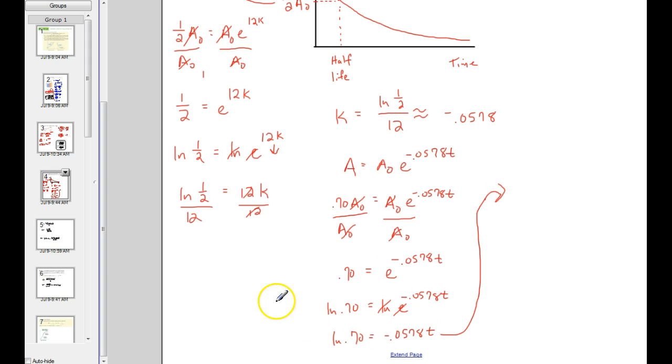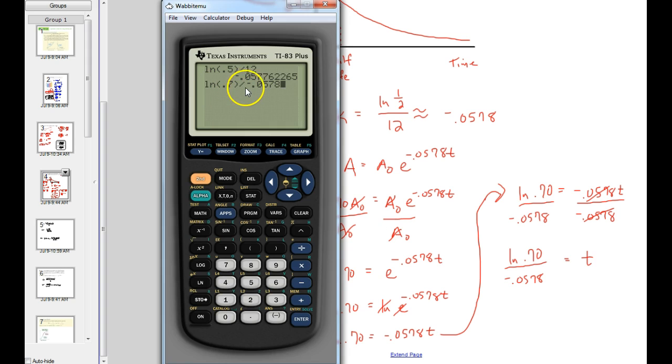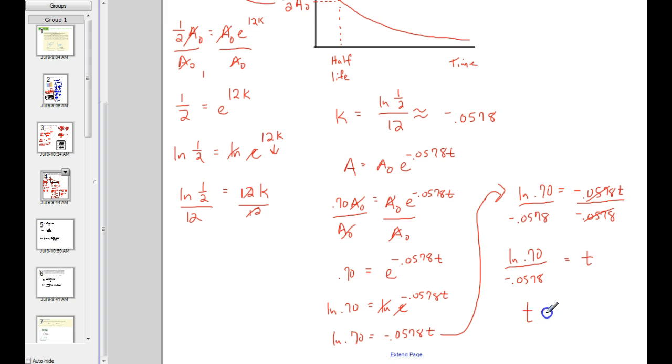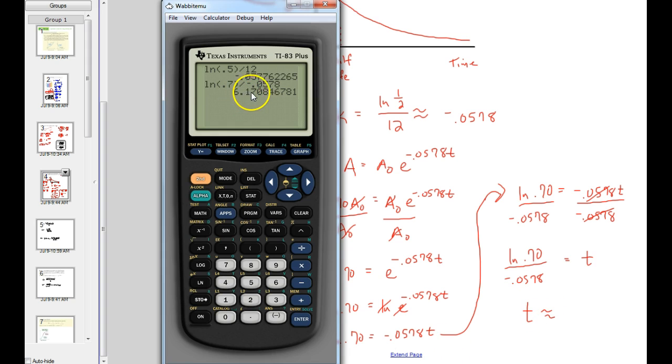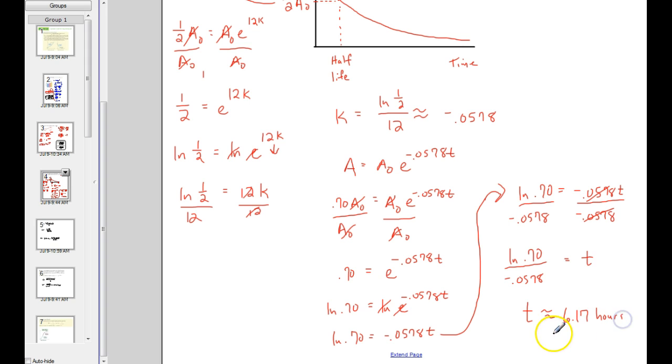Then one last step: we're going to divide both sides by this number in front of t, so that cancels and we're left with t equals the natural log of 0.7 divided by negative 0.0578. Then plug that in your calculator to get an approximation. Natural log of 0.7 divided by negative 0.0578. I hit enter. So there's about how long it takes. The t is approximately 6.17 hours to get down to 70%.